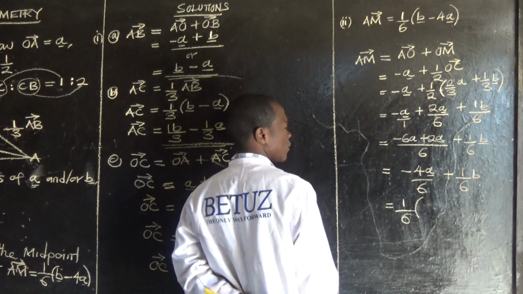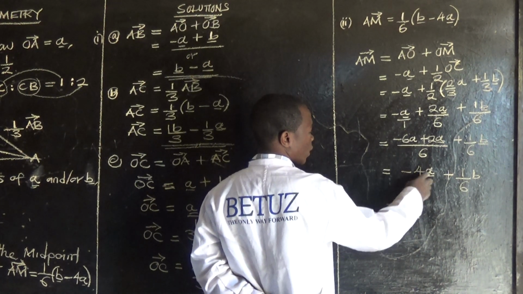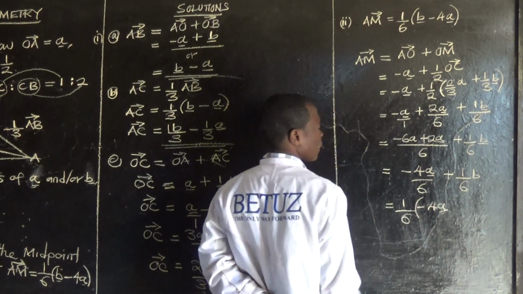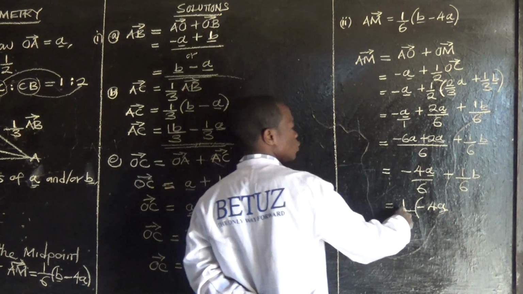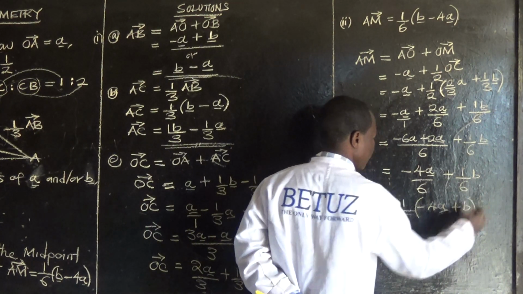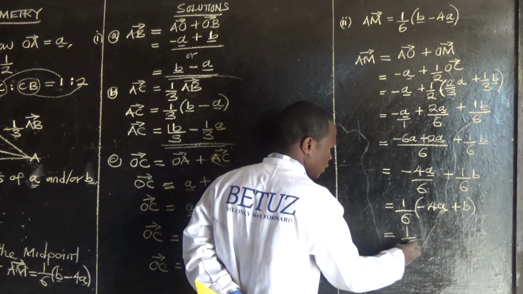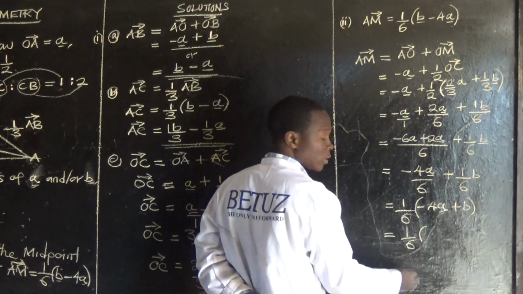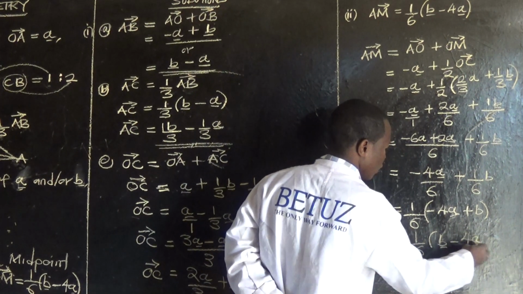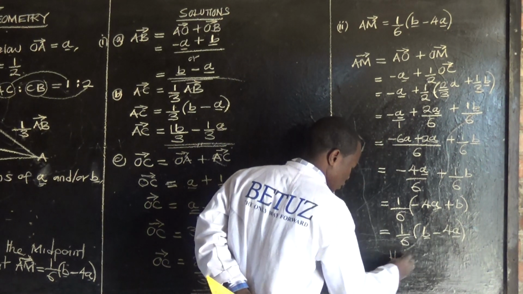Are we moving together? Yes. So 1 into negative 4A, we are going to have negative 4A. Are we moving together? Then 1 into B, you just get positive B. If you want, you can say 1 over 6. You can start with the positive B and say B minus 4 vector A. Are we together? Okay, so then you say ends.